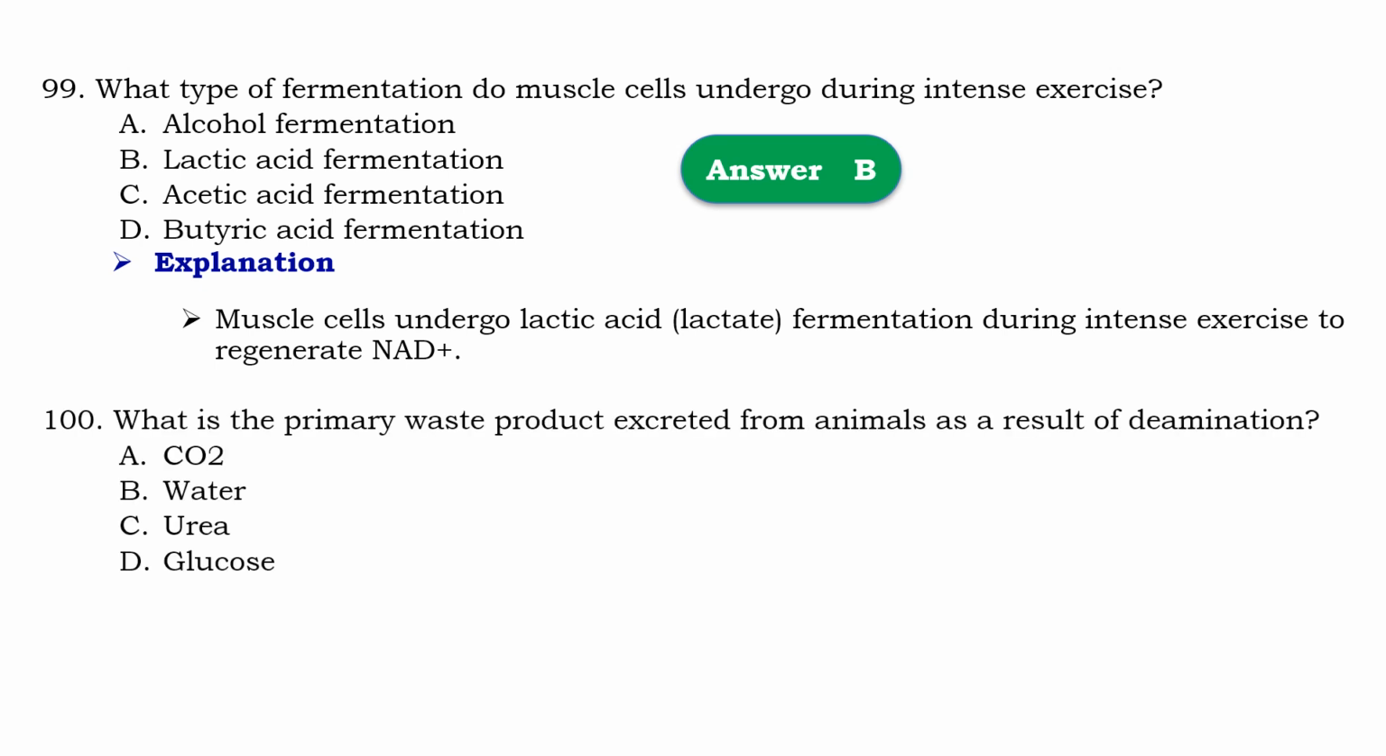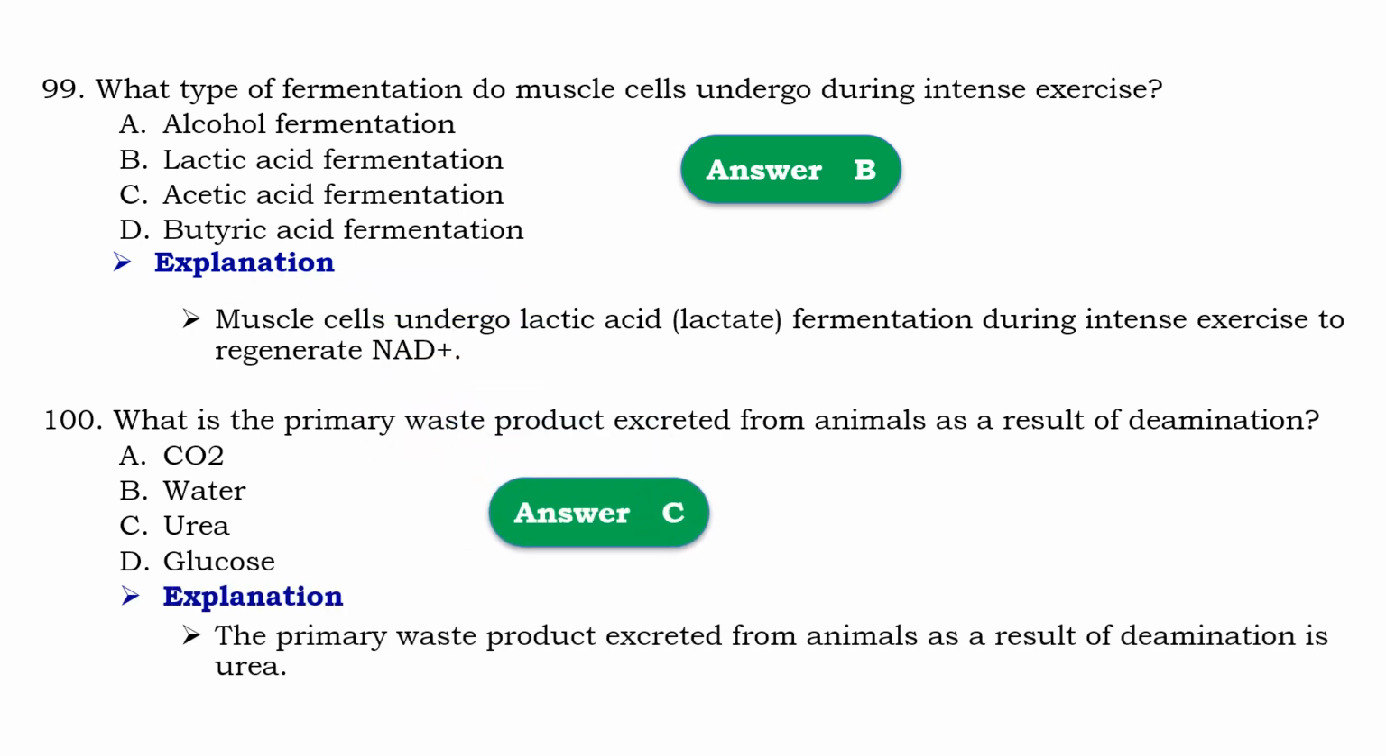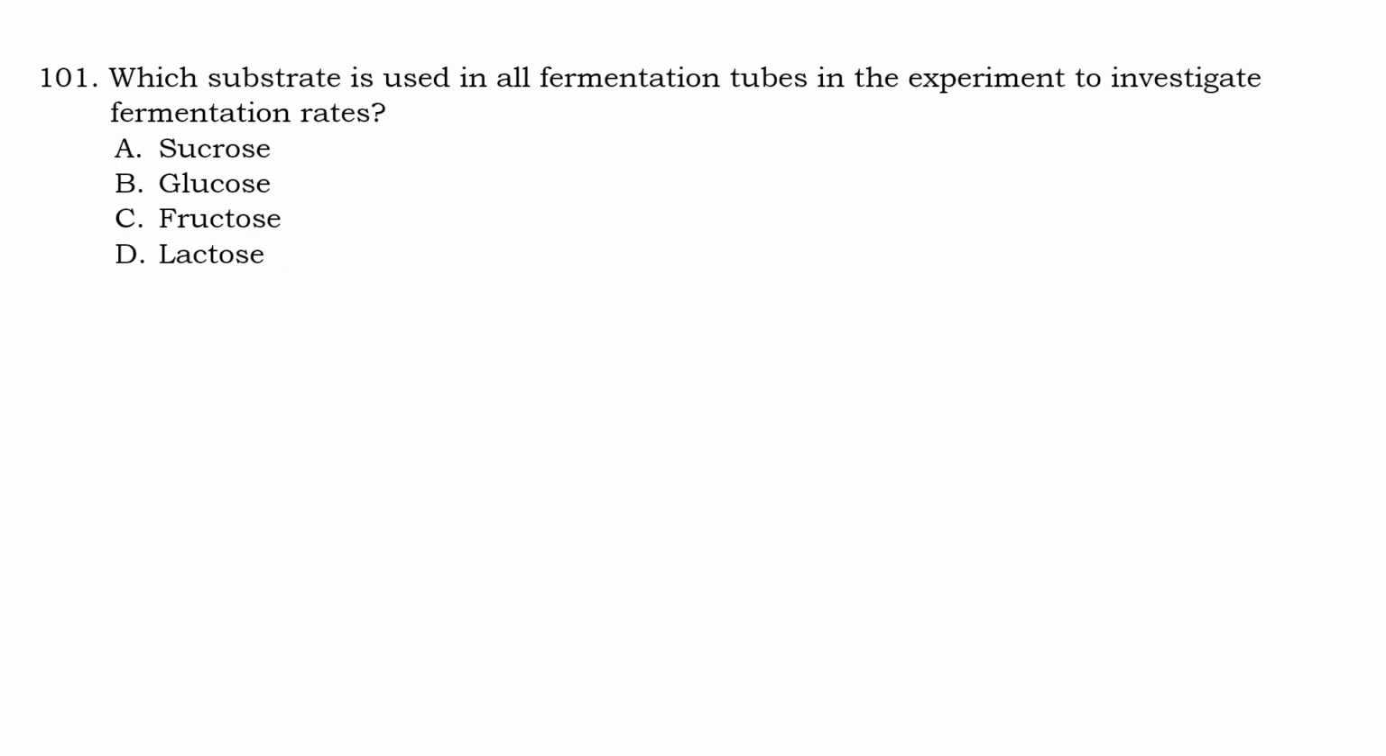Question number 100. What is the primary waste product excreted from animals as a result of deamination? So that should be C, urea. It means that the primary waste product excreted from animals as a result of deamination is urea.